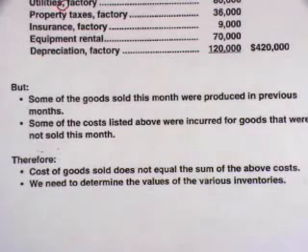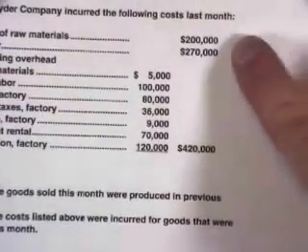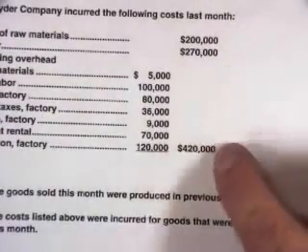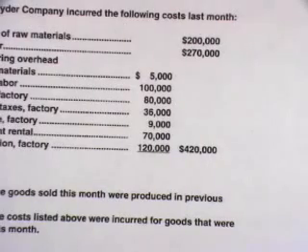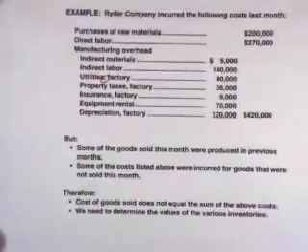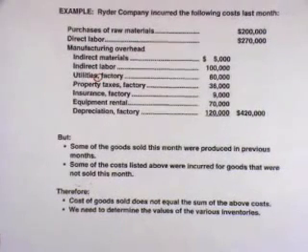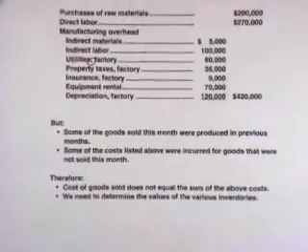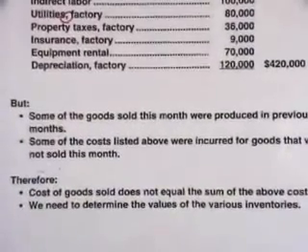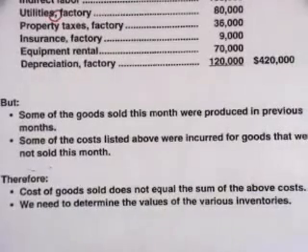If you were trying to figure out what is the cost of all the chairs that I sold, you wouldn't just be able to add up the $200,000, $270,000, and $420,000, the three product costs, to get the total cost of your chairs, because you didn't end up selling all the chairs that you worked on. Some are only half done. Others are finished, but they're just sitting in inventory waiting to be sold. And then it says, we need to determine the values of the various inventories.